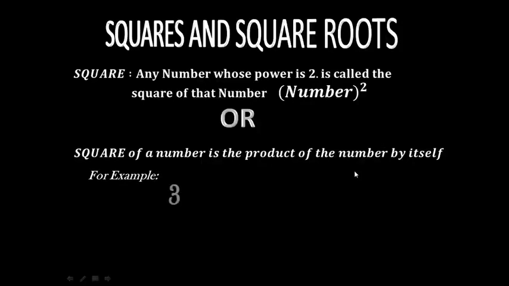Taking an example, let's consider the number 3. If the number 3 is multiplied by 3, so by itself, that is the product of the number by itself, meaning multiplied by the same number. If 3 is multiplied by 3, then we can say it's 3 square, which is equal to 9.